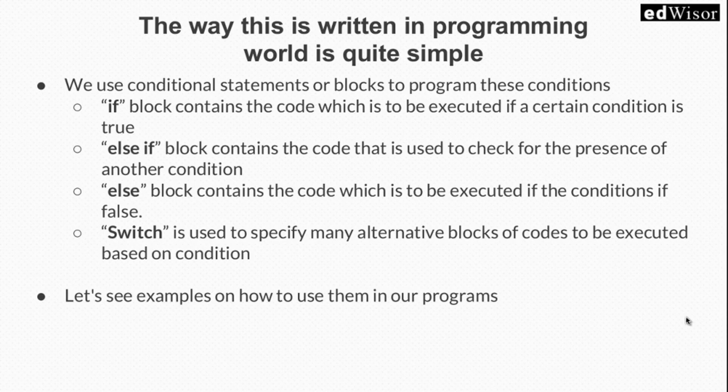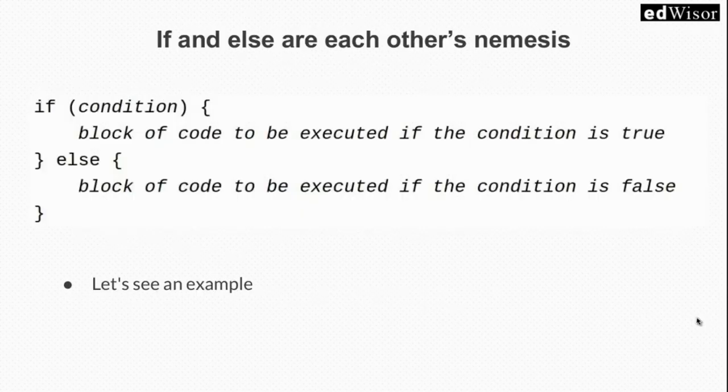So let's start with the most popular one, that is if else. Let's see what the syntax is and how to write that in our program. The first technique is if and else. If and else are each other's nemesis, as the presentation says. And it's really true, because they are each other's enemy. If one condition is true, the second one cannot be true, and so on.